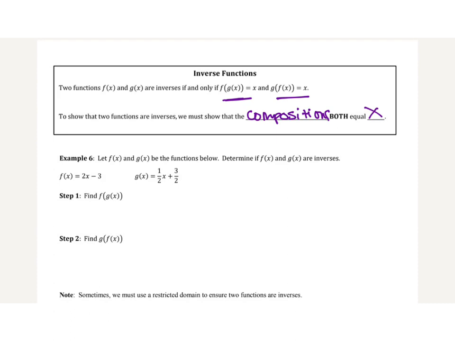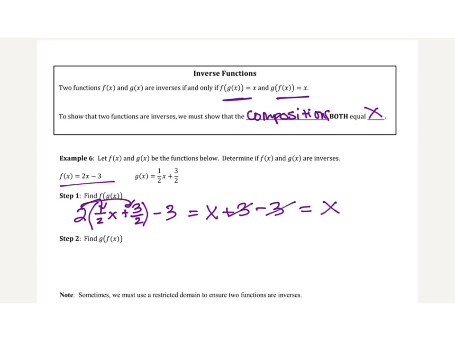So it says, let f of x and g of x be the functions below. Determine if f and g are inverses. So how we do that is we take our f function and we plug in g for x. So I have 2 times half x plus 3 halves. What happens when I push this 2 through here? It becomes x plus 3 minus 3, which is x.